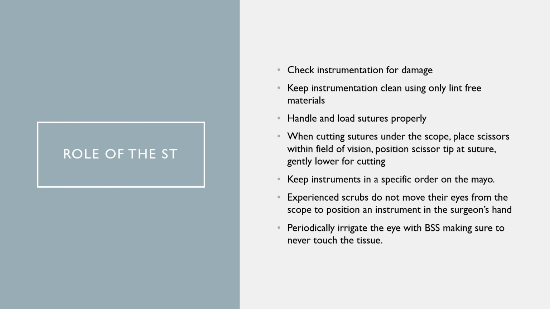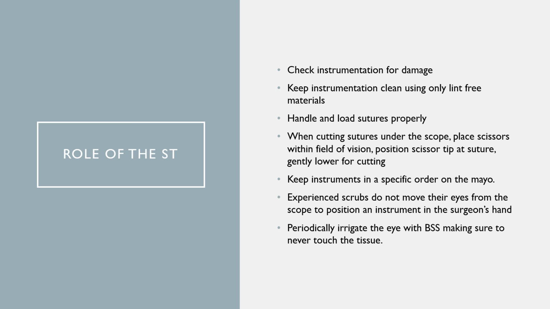All right. And finally, we're just going to cover a little bit of the role of the ST in ophthalmic surgery. As I said before, we're going to be checking our instrumentation for any damage. We want to make sure we are keeping our instrumentation clean, using only the lint-free materials. We're going to handle and load our sutures properly. A little bit of finesse comes with handling these very small needles.